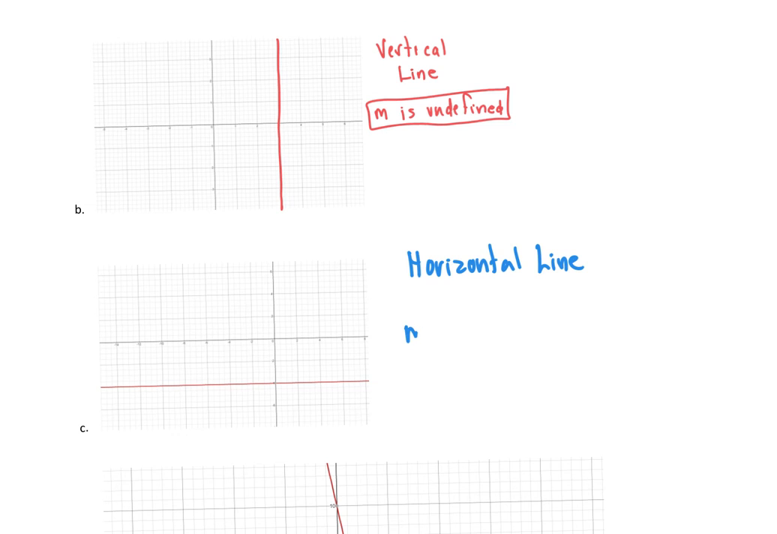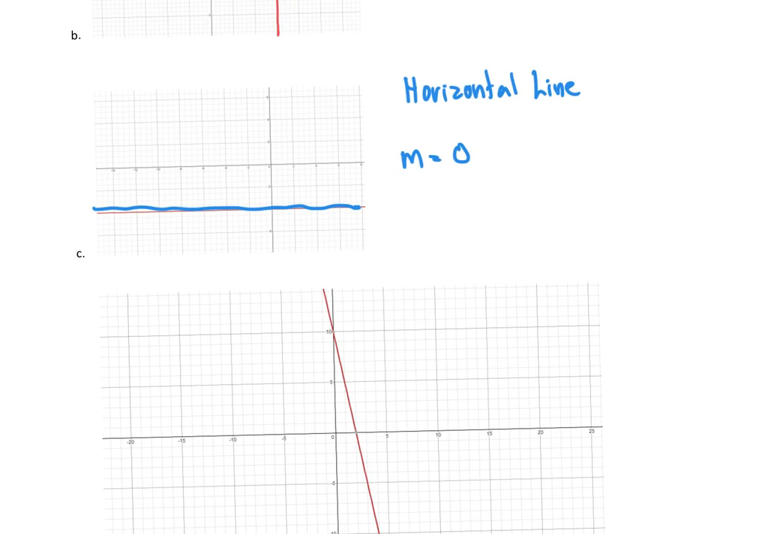Our slope, on all horizontal lines, our slope is 0. So we have our horizontal line. Slope is 0. Okay, and the last one here.